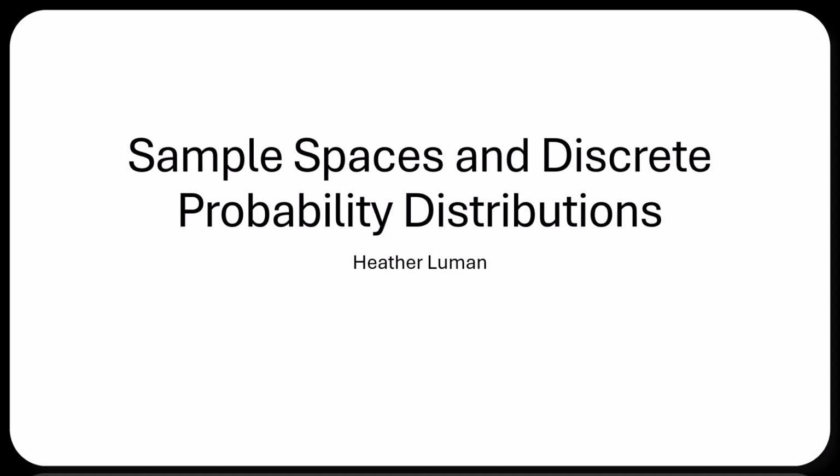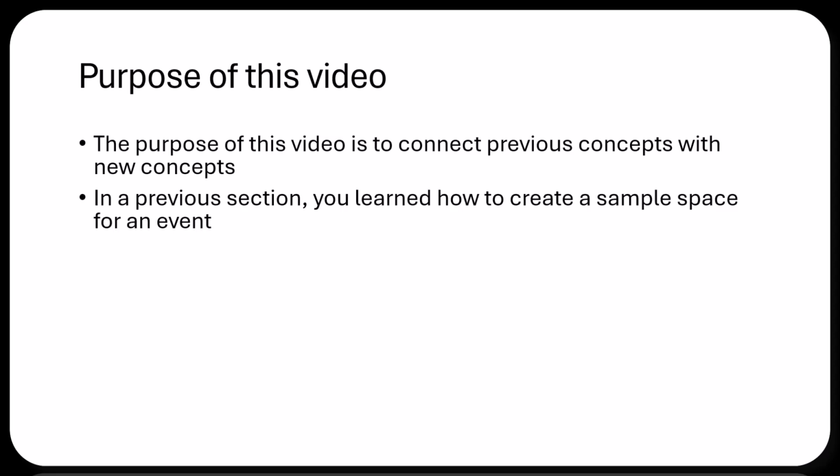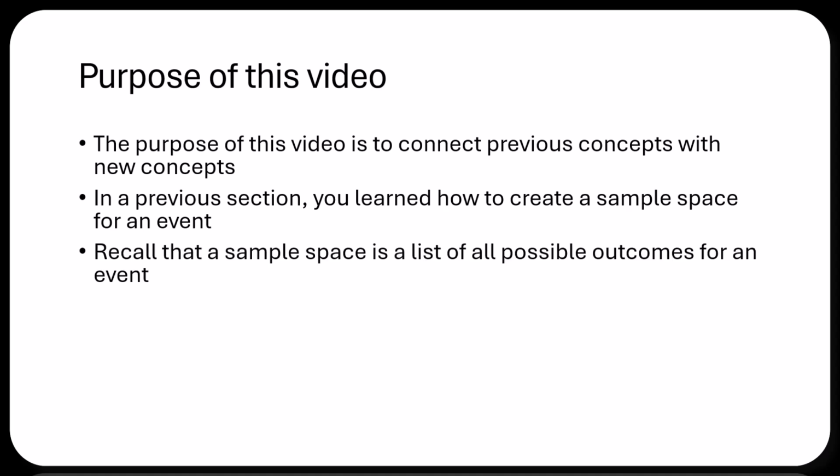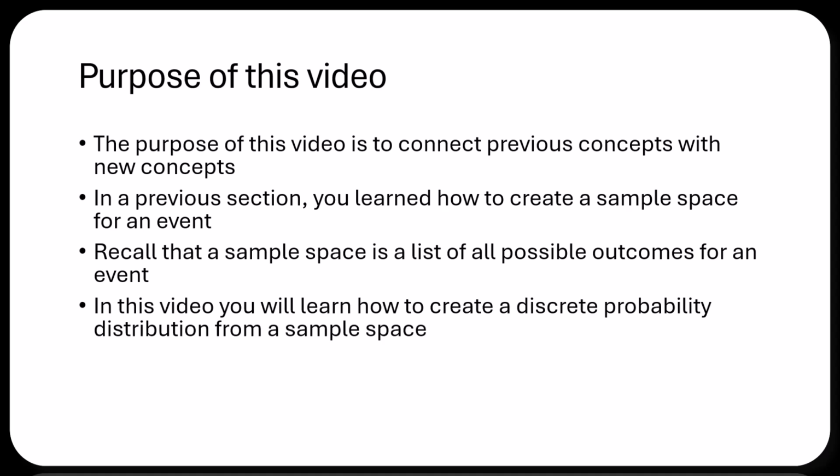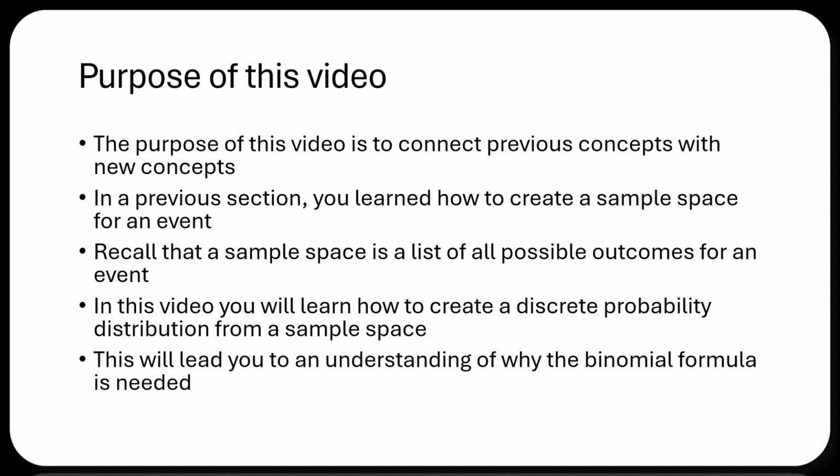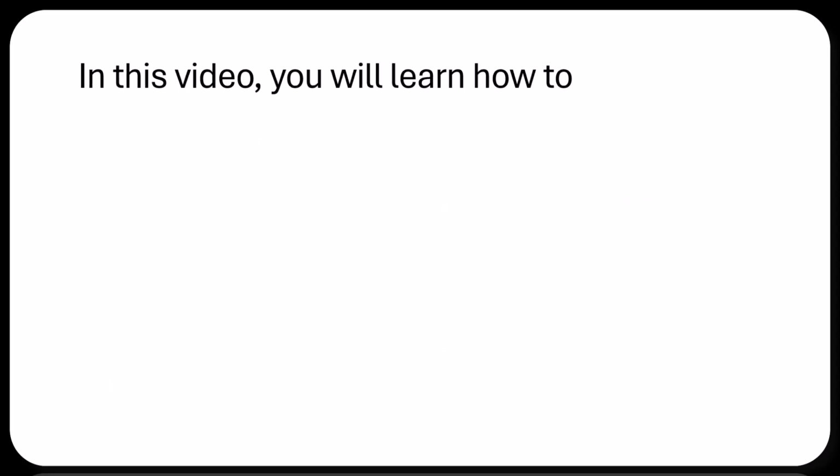Let's begin. The purpose of this video is to connect previous concepts with new concepts. In a previous section, you learned how to create a sample space for an event. Recall that a sample space is a list of all possible outcomes for an event. In this video, you will learn how to create a discrete probability distribution from a sample space. This will lead you to an understanding of why the binomial formula is needed.